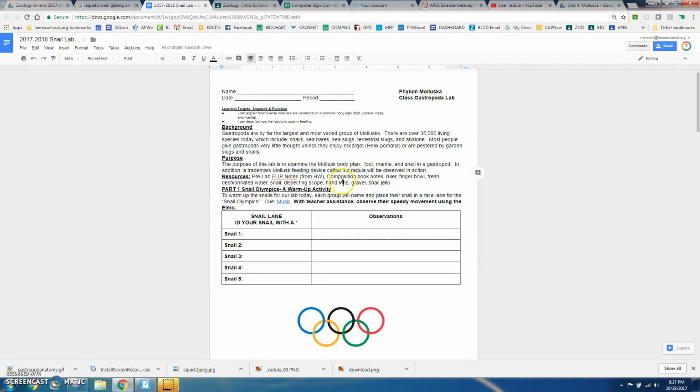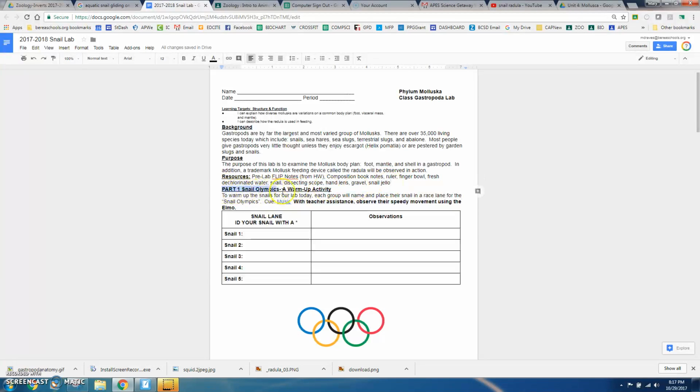What you're going to need for the lab when we do it: you're going to need these notes that you're taking right now. You'll use these for reference. You'll also need your composition book to help with answering questions. We'll also have a ruler, finger bowl, water, a snail, a dissecting scope, hand lens, gravel, and also this really cool stuff called snail jello.